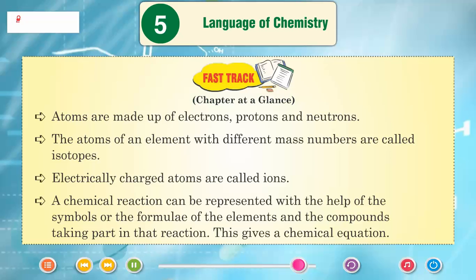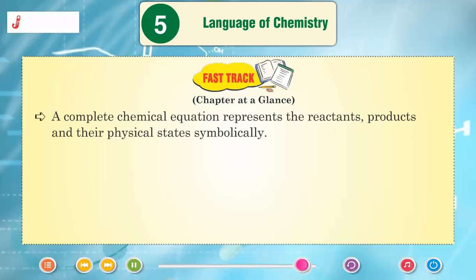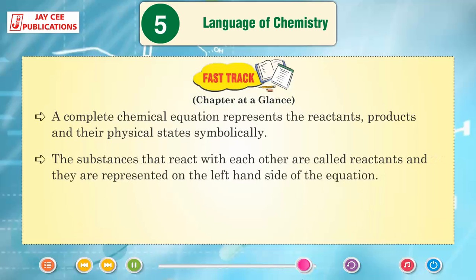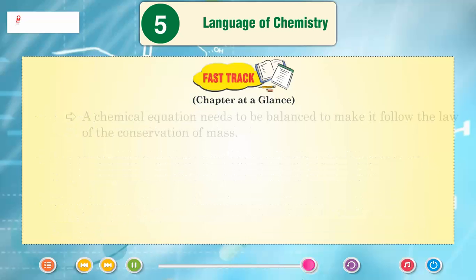A chemical reaction can be represented with the help of the symbols or the formulae of the elements and the compounds taking part in that reaction. This gives a chemical equation. A complete chemical equation represents the reactants, products, and their physical states symbolically. The substances that react with each other are called reactants and they are represented on the left-hand side of the equation. The substances that are formed as a result of the reaction are called products. They are represented on the right-hand side of the equation.